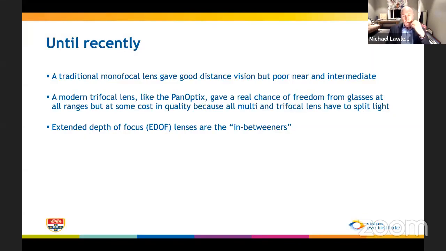So up until recently, a traditional monofocal gave good distance, we know that, but poor intermediate and near. A modern trifocal like the Panoptix gave the best chance of true freedom from glasses at all ranges, and in my view still does, but at some cost, modest costs in quality of vision, because all multifocal and all trifocal lenses have to split light. And those EDOF lenses are the in-betweeners, where you're not quite good enough for near, but you get some photic phenomena.